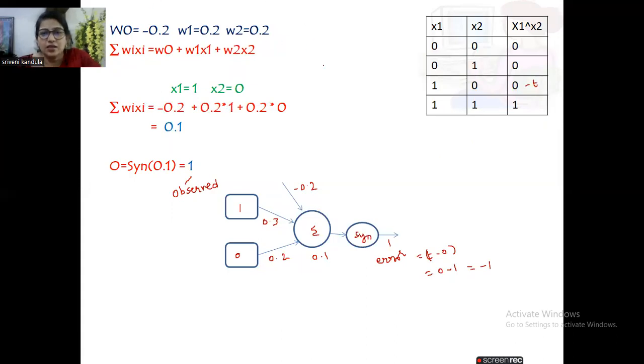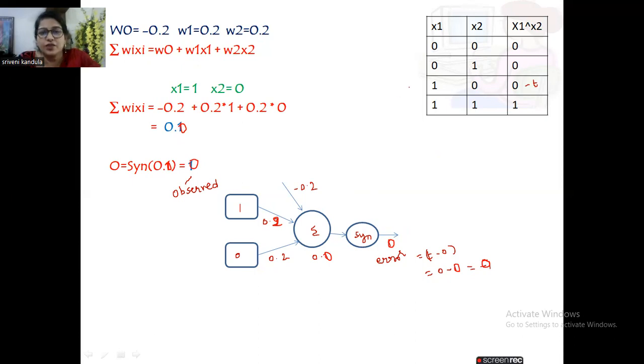Here, the next set of inputs are 1, 0. Target value is 0. With the modified weights 0.2, 0.2, this becomes 0. So the output value is 0. So observed is 0. Target is also 0. So there is no error. So the error value is 0. Hence, with these set of inputs, our network is functioning fine. Our perceptron unit has learned the weights.